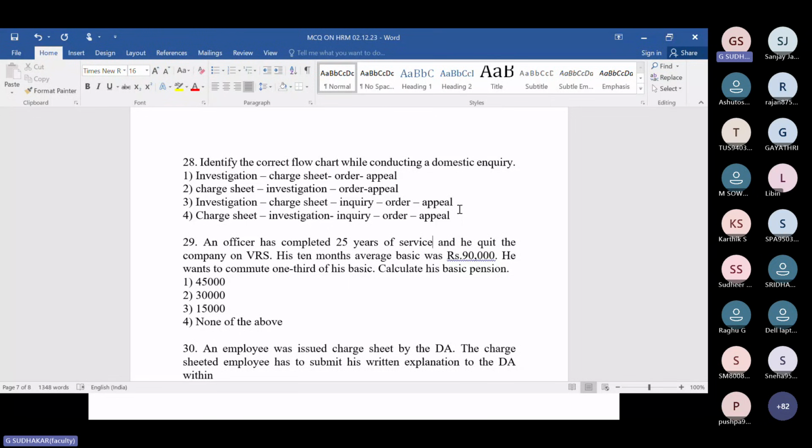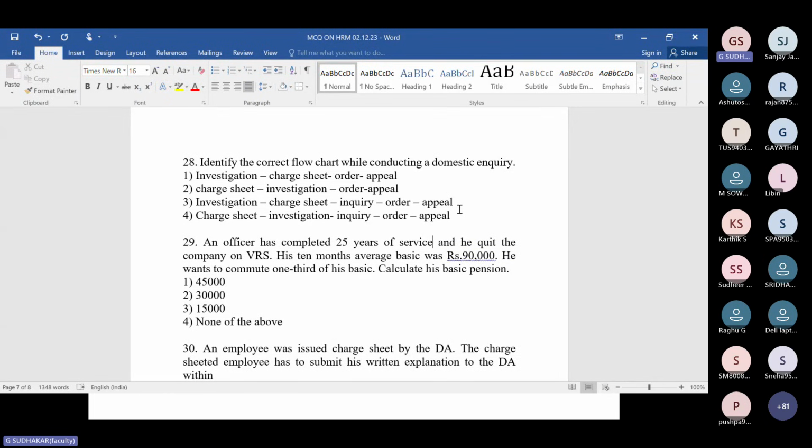So average basic pension into how many years do you have to put? 30 by 33. In that case, 45 will not come, 30,000 will not come, 15,000 will not come, some other answer will come: 40,909. So none of the above is the correct answer. Understand? Yes, 25 years of service, he is putting his paper on VRS.